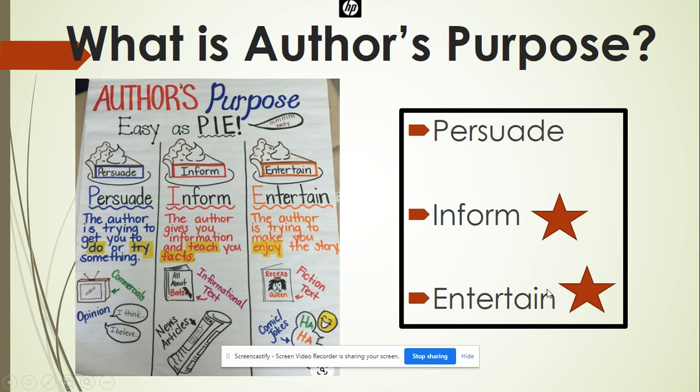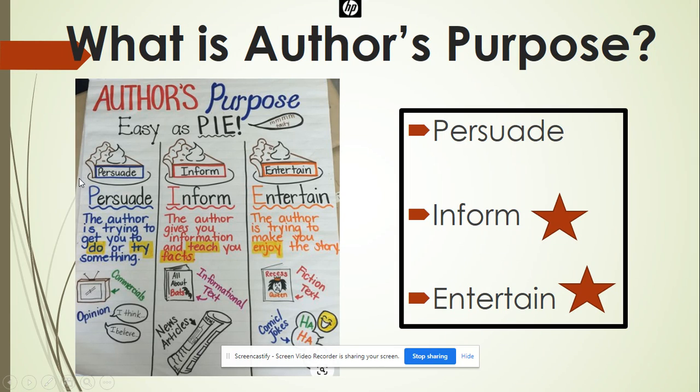Now let's review what author's purpose is. We did learn this a few times this year, but if you don't remember, I'm going to review it with you. There are three reasons why an author writes something. The first reason is to persuade, the other one is to inform, and the last one is to entertain.